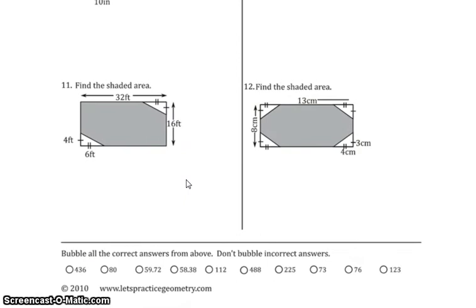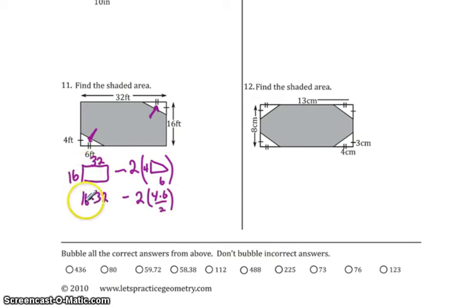Taking a look at 11, we have to find the shaded area, and it seems like we're going to have to start with this larger rectangle and subtract off these two smaller triangles. So let's go ahead and map that out. The larger rectangle will be 32 by 16. And I'll subtract off these triangles that have a height of 4 and a base of 6. But notice that I've got 2 of these smaller triangles. So what I'm going to do is multiply the area of one of those triangles by 2.